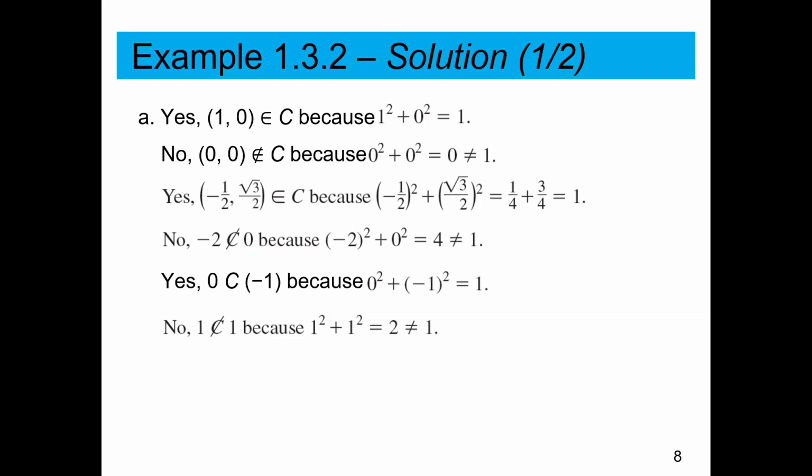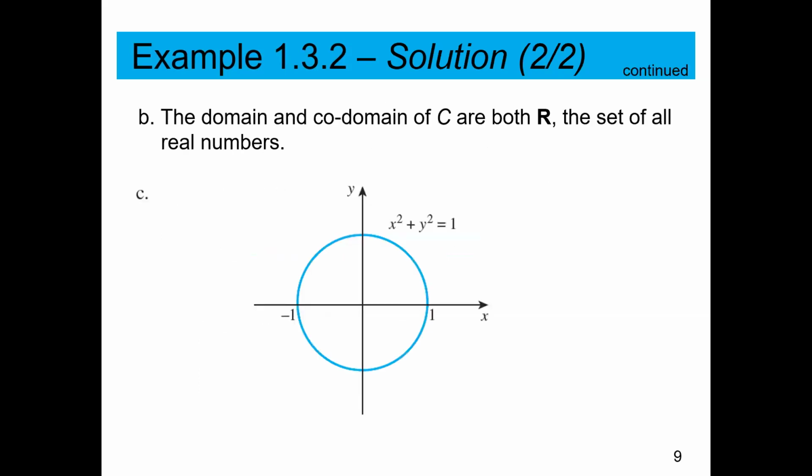And the domain and codomain are both all the real numbers, because remember, that was how we defined it. And the picture is just the circle, because if we do the XY Cartesian plane, we're implying it is all the real numbers.